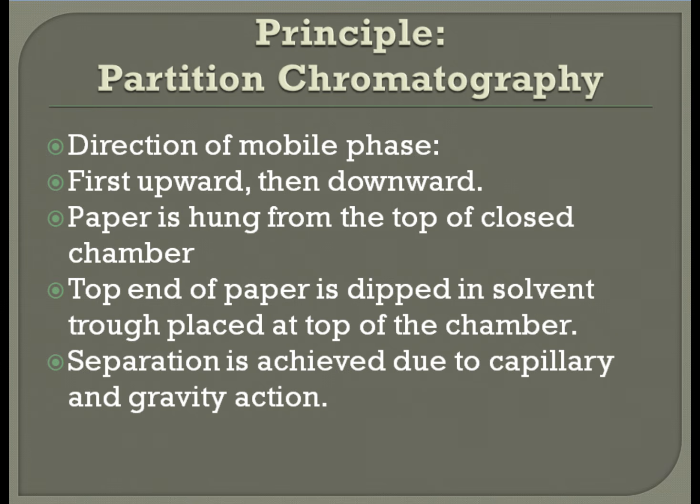First, the solvent moves upward a little due to capillary action. After that, it starts moving downward because of gravity. So, the direction of the mobile phase is first upward and then downward. As the solvent moves down, it carries the sample components with it. Different components move at different speeds because of their different attraction to the paper and the solvent. So because of this, separation takes place and we get different bands on the paper. Overall, the separation in descending chromatography is achieved due to both capillary action and the pull of gravity.